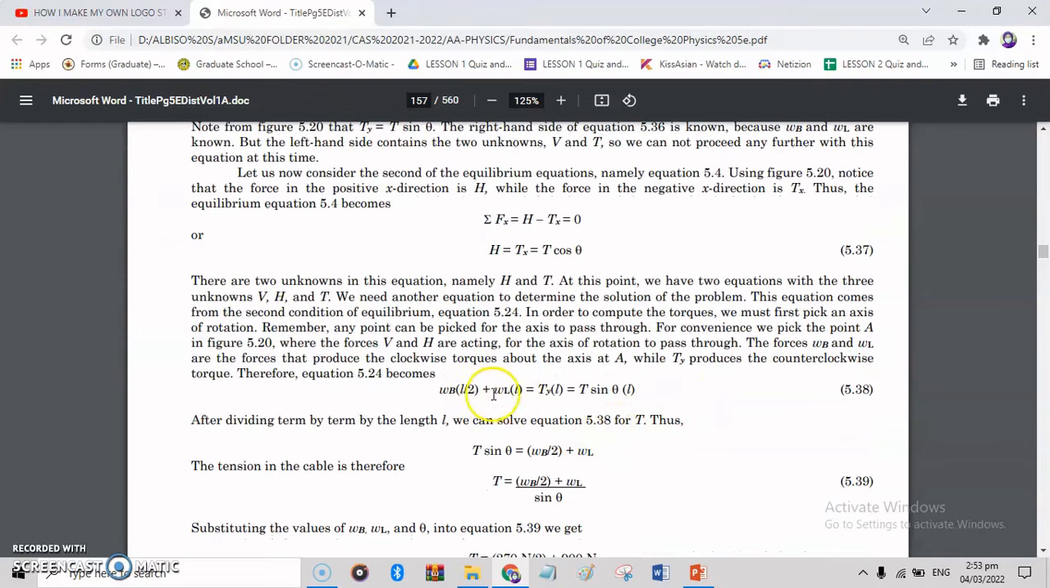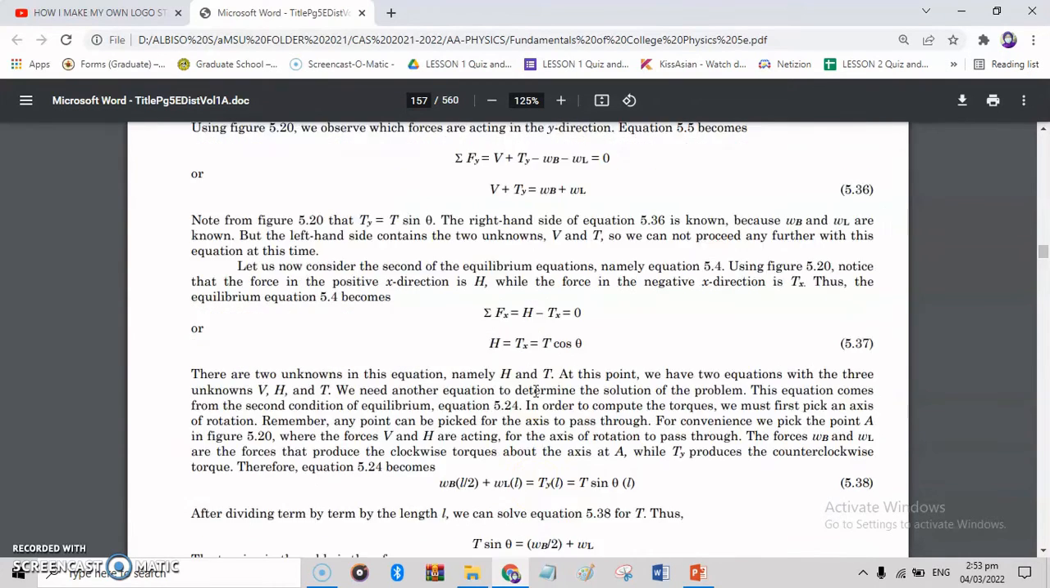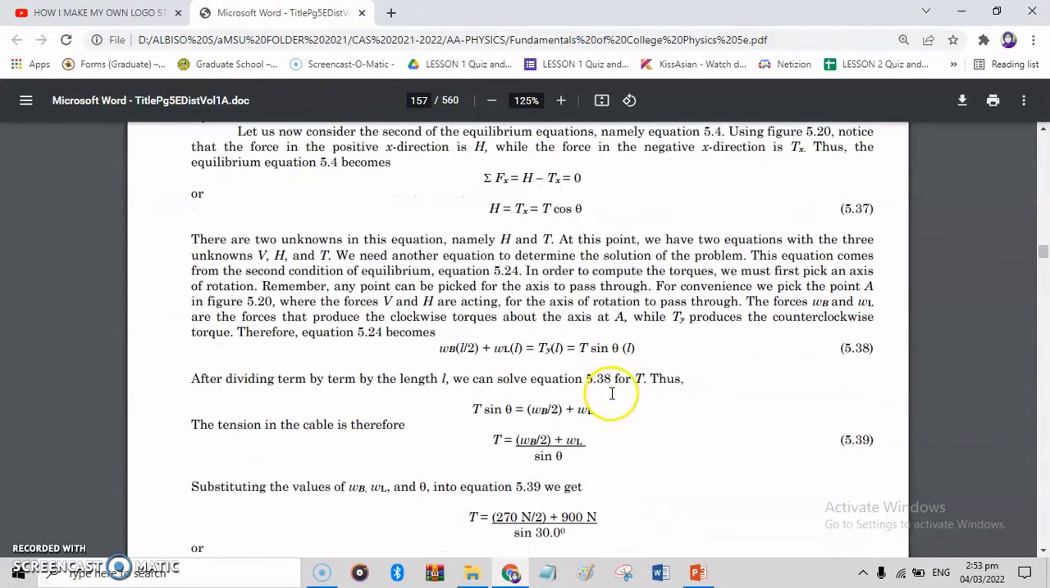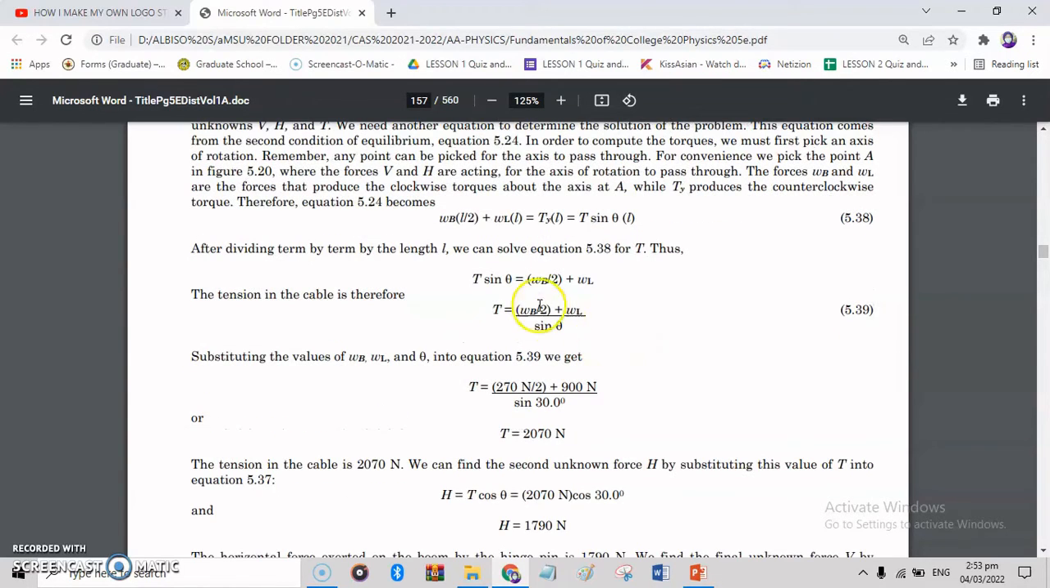Sana siya. Kaya ganyan. Equals, eto, counterclockwise si TY. So, TY times DL. So, we have this one. We know that TY is equals to T sine theta. Okay? Solving for the T, we can see that ibaba mo lang si sine theta L, all over sine theta.